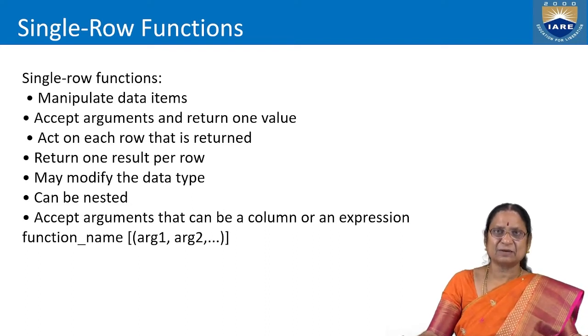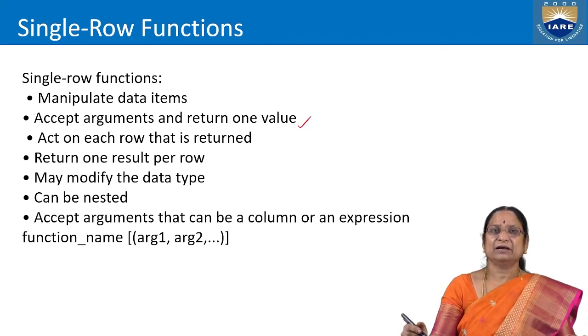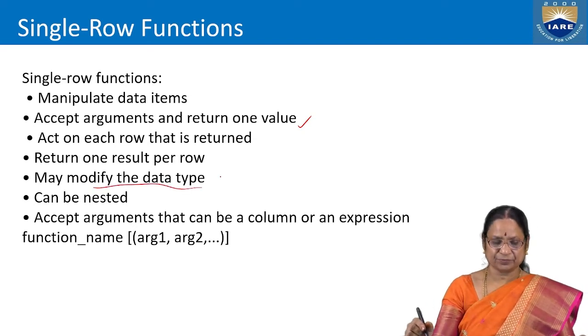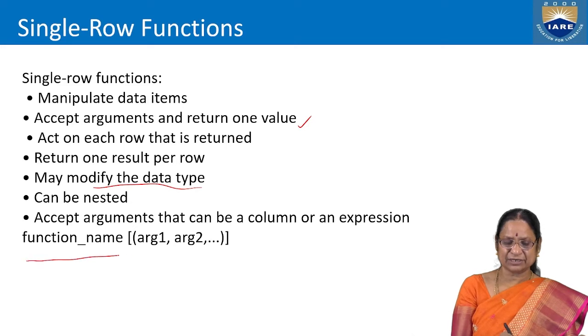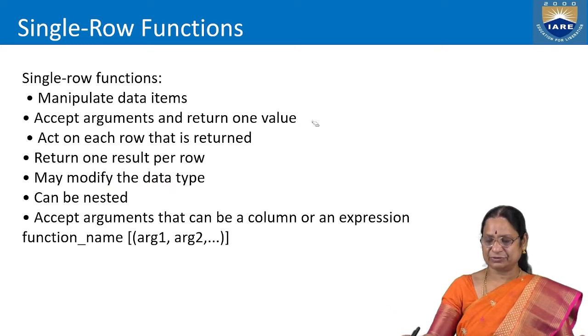Various types of single row functions are supported by SQL. These single row functions are used to manipulate data items. These functions accept some arguments and return a single value, one result per row. They may also modify the data type, and these functions can be nested. The arguments can be a column or an expression. The general syntax is the function name followed by arguments. Depending upon the definition of the function, the arguments are passed.